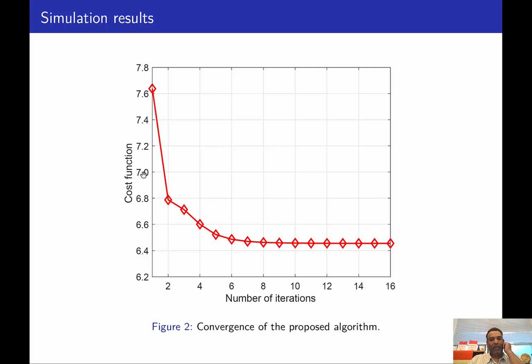So this is the convergence of the proposed algorithm. You can see the proposed algorithm, algorithm 2, for designing the beamformer and the precoder, is an iterative algorithm. It converges quickly, within around 8 or 10 iterations, to the required precoders and beamformer matrix.